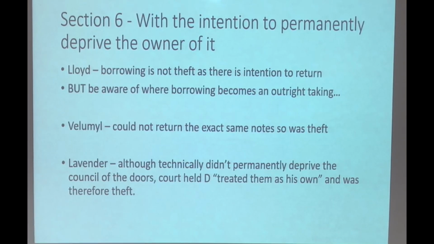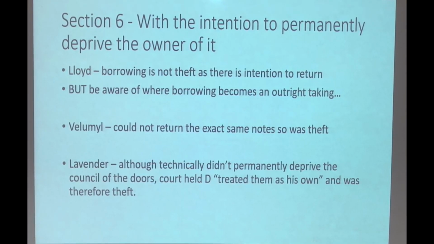Okay, section 6 covers with the intention to permanently deprive the owner of it. This is largely seen as a bit of the mens rea as well, so obviously this goes with dishonesty, and then the actus reus is really the act of appropriating property belonging to another. With regards to section 6, you've got to distinguish it from borrowing. So in Lloyd, we saw where he borrowed the film and he had the intention to return it, so it wasn't theft. But you've got to be aware of where borrowing becomes an outright taking.